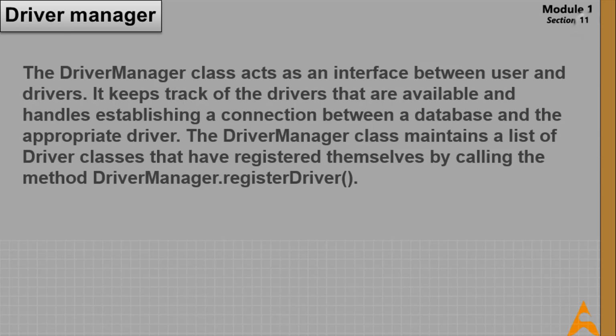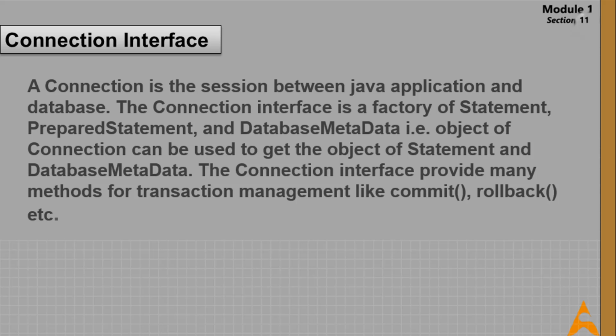Now let's see the Connection interface. A connection is the session between Java application and database. The Connection interface is a factory of Statement, PreparedStatement, and DatabaseMetaData, that is, an object of Connection can be used to get the object of Statement and DatabaseMetaData. The Connection interface provides many methods for transaction management like commit, rollback, etc. By default, Connection commits the changes after executing queries.